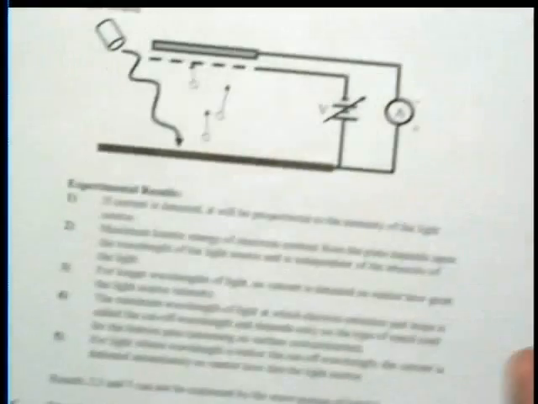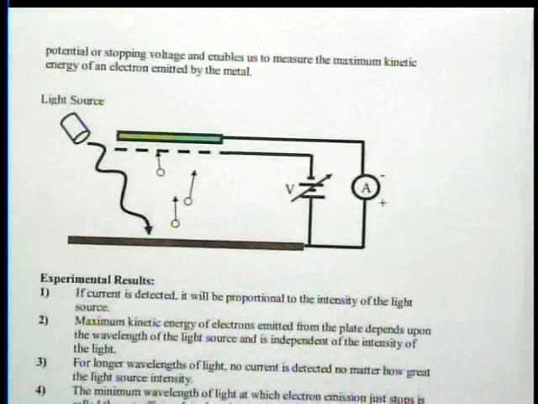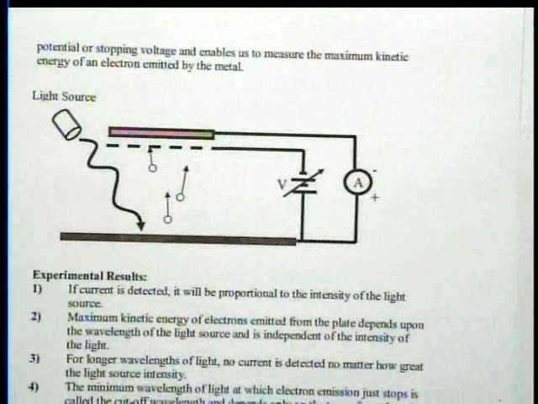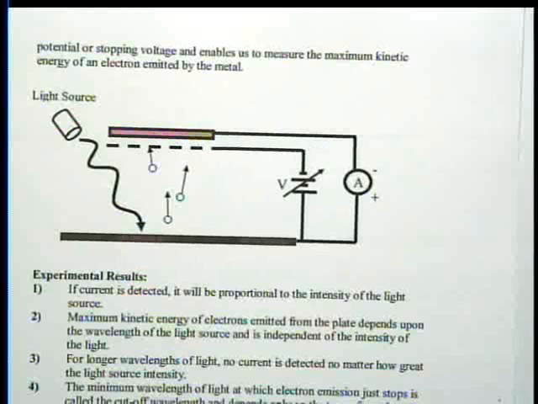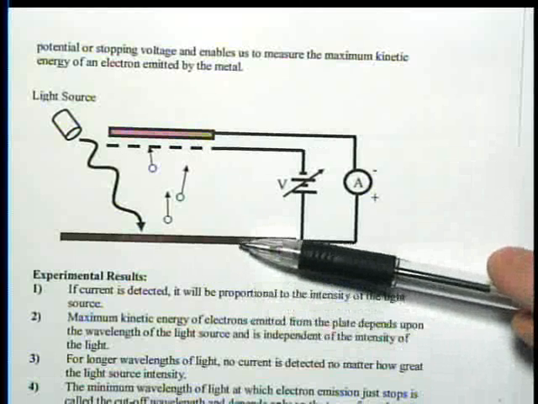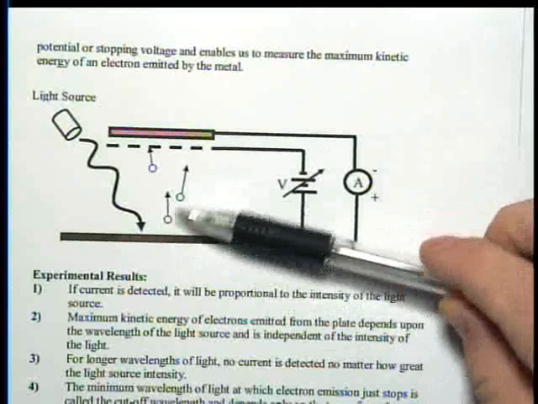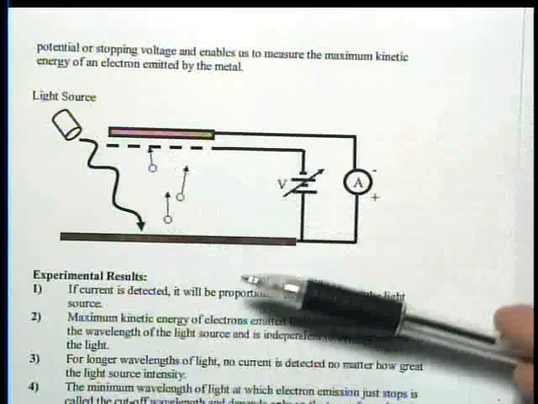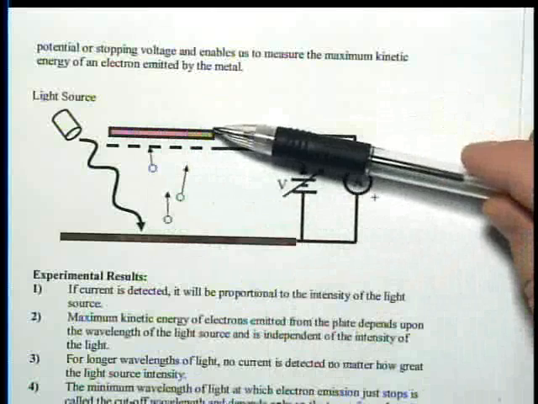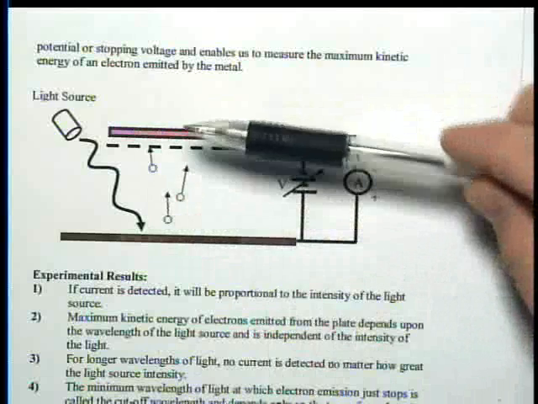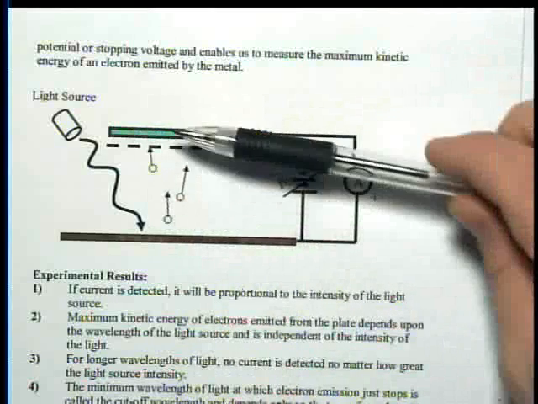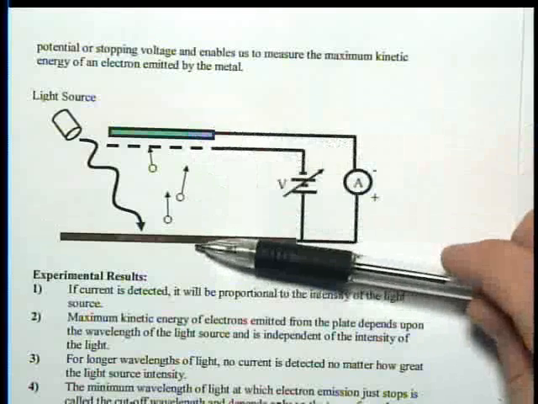Although we're going to do it kind of a different way, this is the old-fashioned way of doing it. What you do here is you shine light. The light strikes a metal plate. If the light is short enough in wavelength, you'll have electrons that come off. We put another plate, let's say up here. The electrons come up and hit that plate. That makes that plate negative, this plate positive.